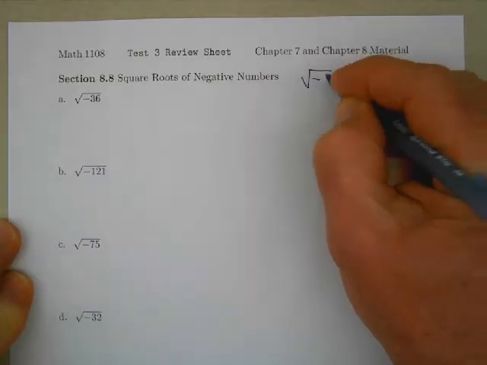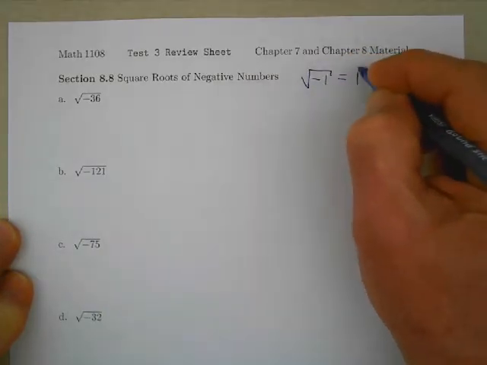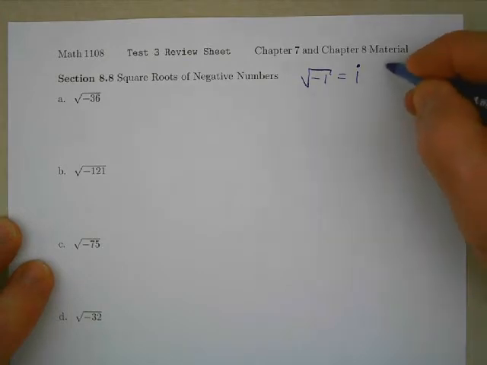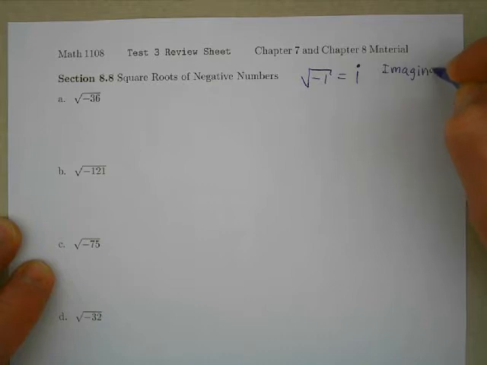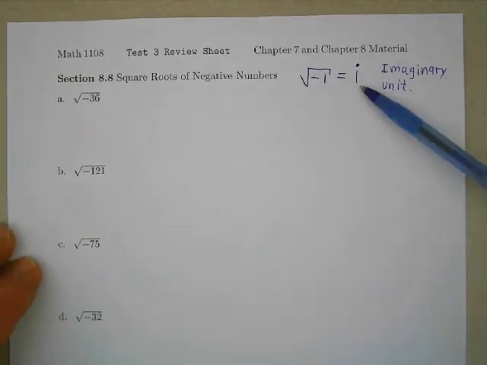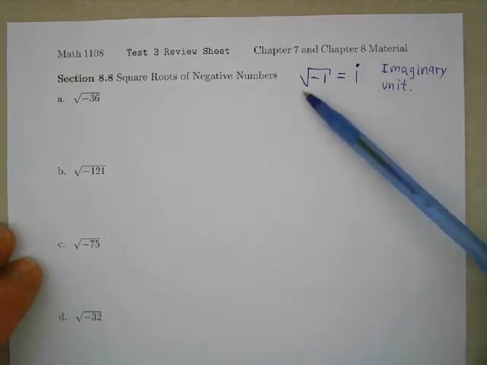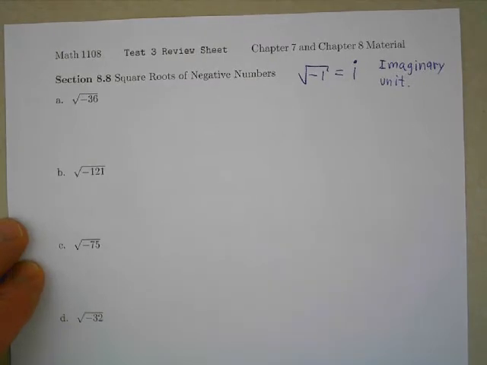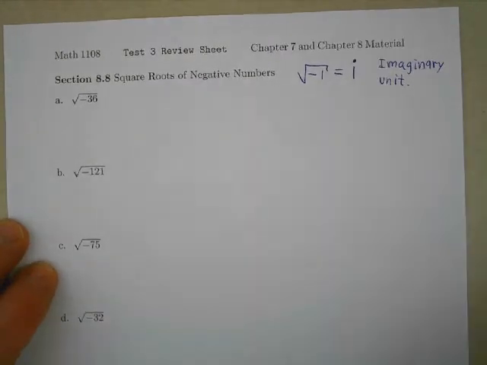The square root of negative 1 is replaced with the lowercase i, and it's referred to as the imaginary unit. There's nothing magical about it. I think it was probably just done for convenience. Instead of writing the square root of negative 1, replace that with i. Okay, so we'll just use properties of square roots.